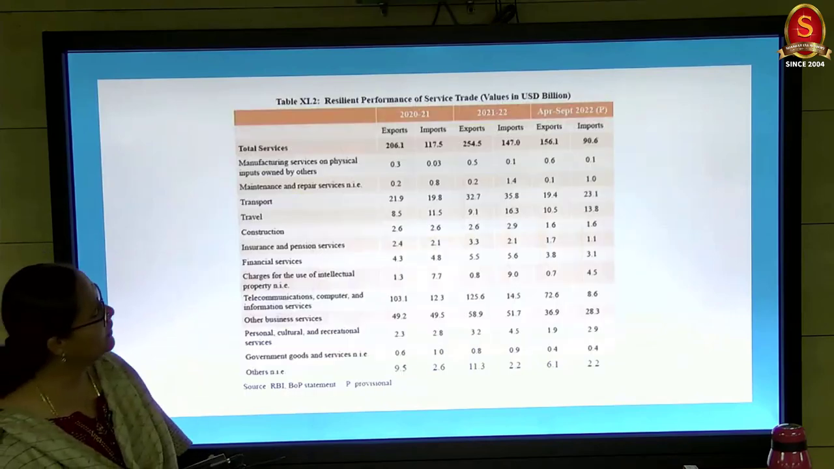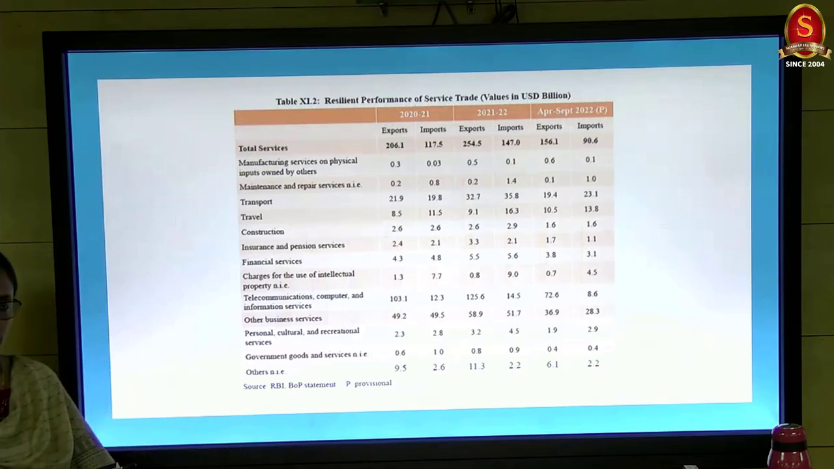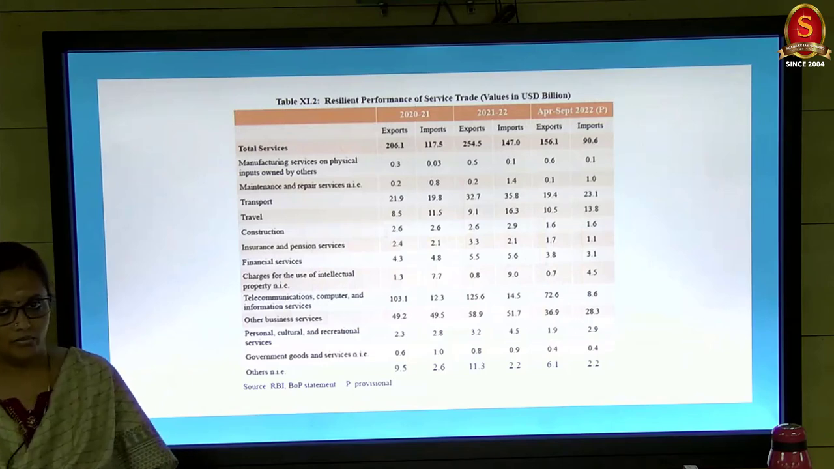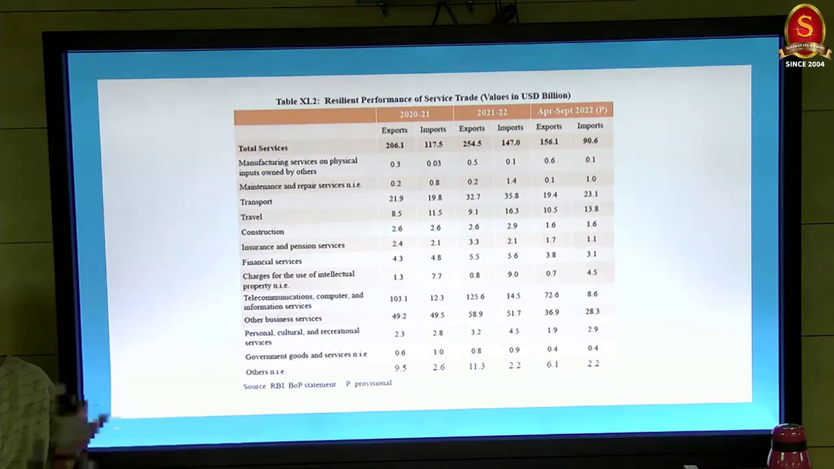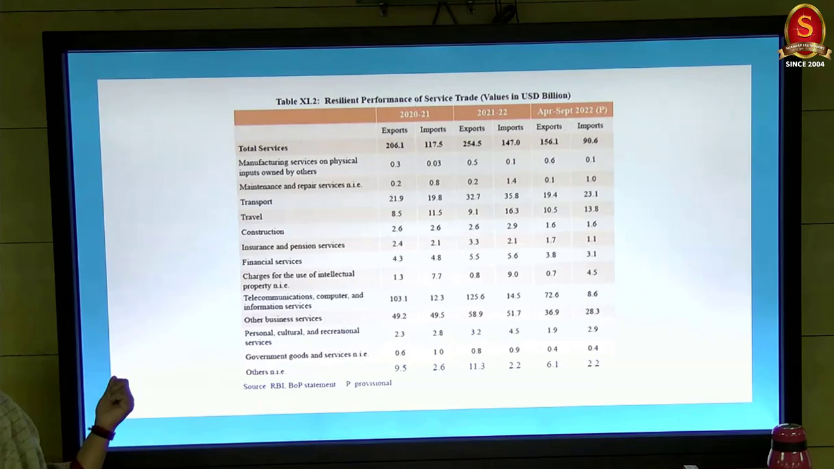Now, this is about the resilient performance of services trade. Of course, in the next chapter also, we are going to talk a lot about the services related thing. They are very particular to talk about the services here because you remember in the last class, we mentioned two categories of services, contact and contactless things, right? So contact intensive services, contactless services. Contactless services survived. Contact intensive services fell into trouble. That is why the title of this table is resilient. We hope we know the meaning of that.